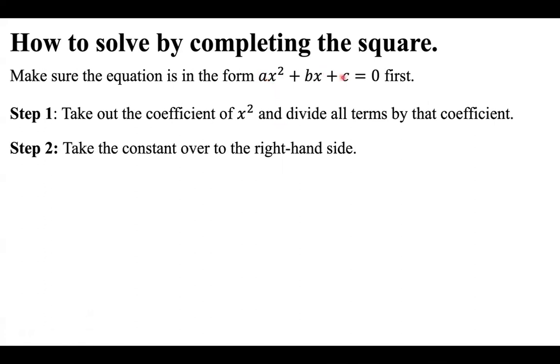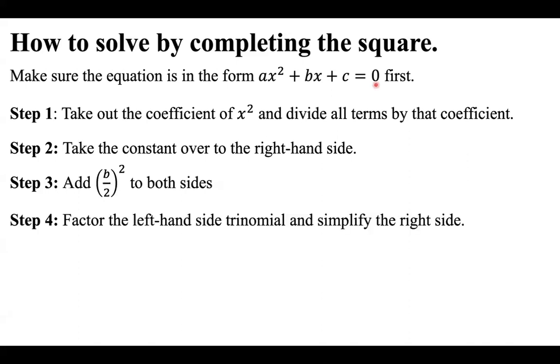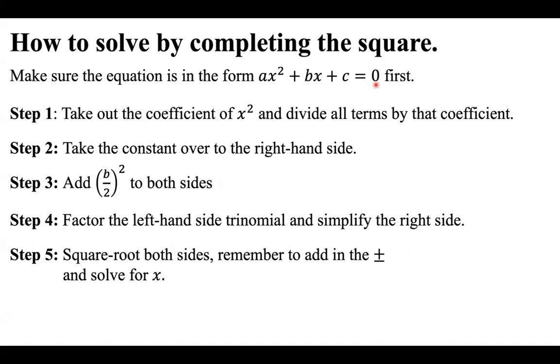Step 2, we want to take the constant number over to the other side. Step 3, we're going to add half of our b value squared to both sides. Step 4, on the left-hand side, we're going to factor. On the right side, we're going to simplify. Step 5, take the square root on both sides. Remember, on the right side, you're going to end up with a plus minus. And solve for x.